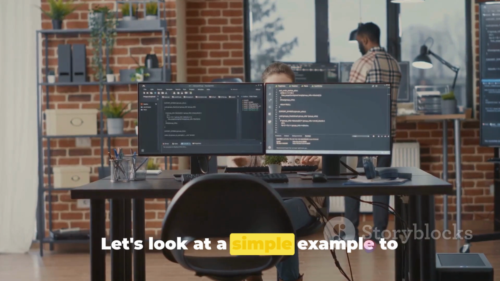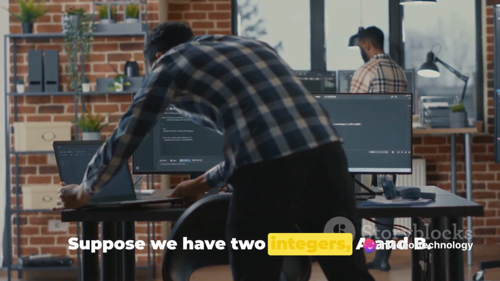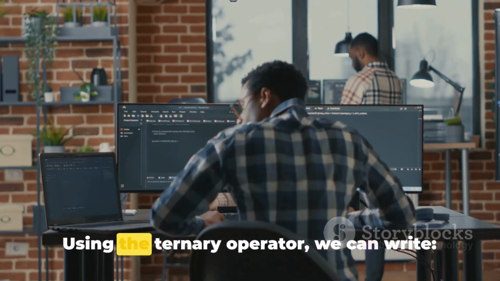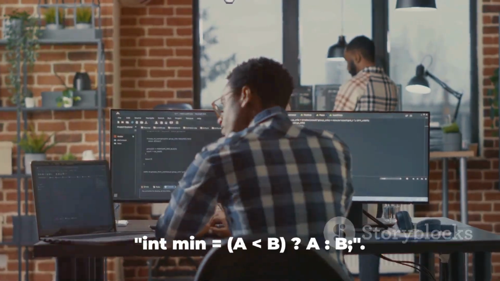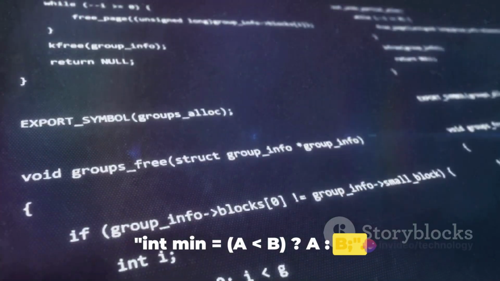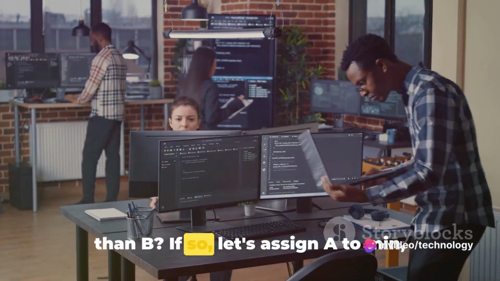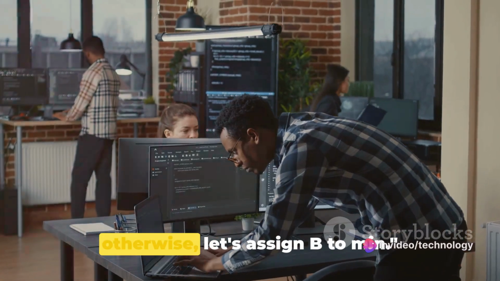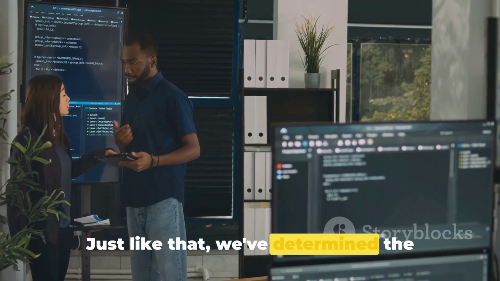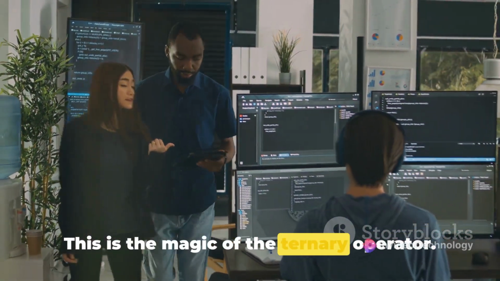Let's look at a simple example to illustrate this. Suppose we have two integers, a and b. We want to find the smaller of the two. Using the ternary operator, we can write int min = a < b ? a : b. This line of code is asking, is a less than b? If so, let's assign a to min, otherwise, let's assign b to min. Just like that, we've determined the smaller number with a single line of code. This is the magic of the ternary operator.